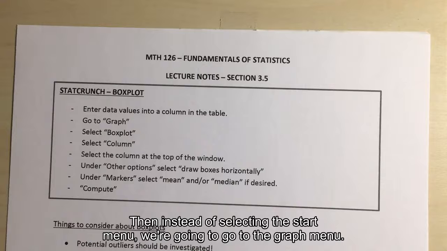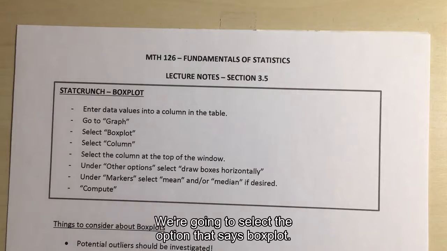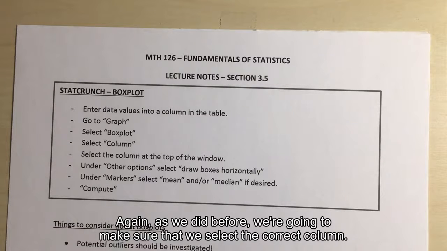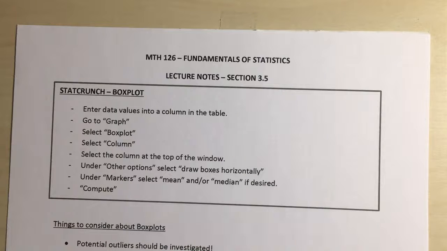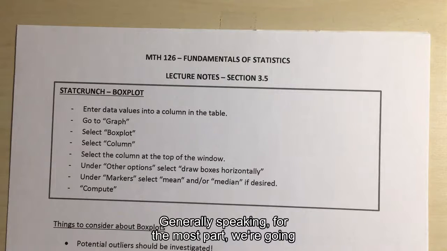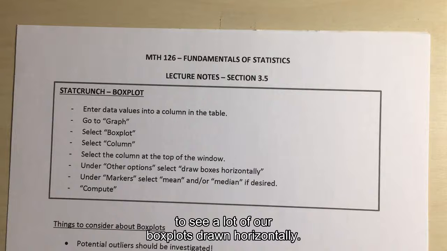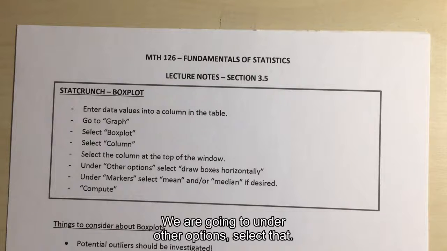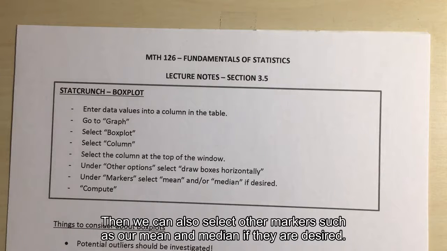And then instead of selecting the stat menu, we're going to go to the graph menu. We're going to select the option that says box plot. And again, as we did before, we're going to make sure that we select the correct column. Generally speaking, we're going to see a lot of our box plots drawn horizontally, so under other options, we are going to select that. And then we can also select other markers, such as our mean and median, if they are desired.